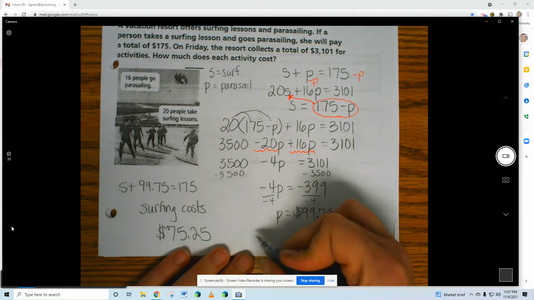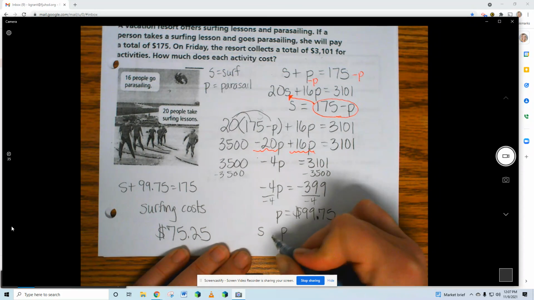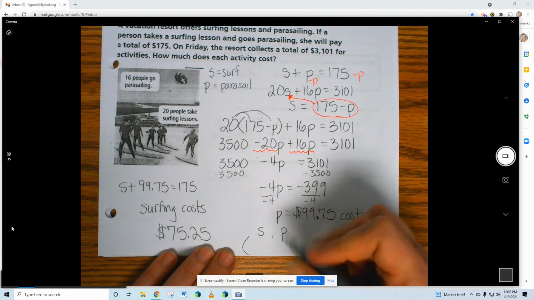Things are always in alphabetical order. If you were trying to be super mathematically correct, it would be S, comma P.